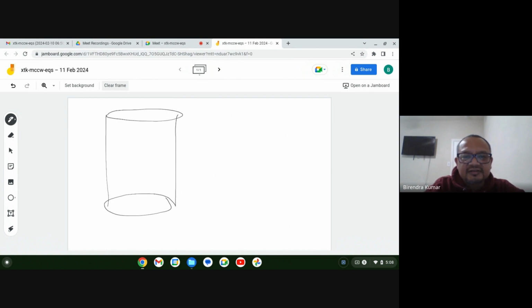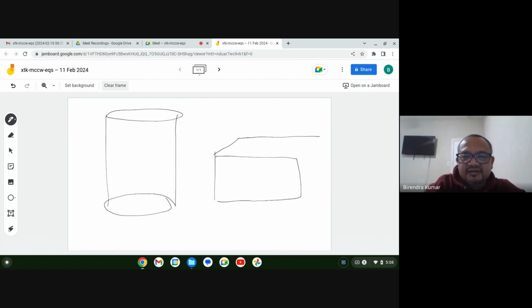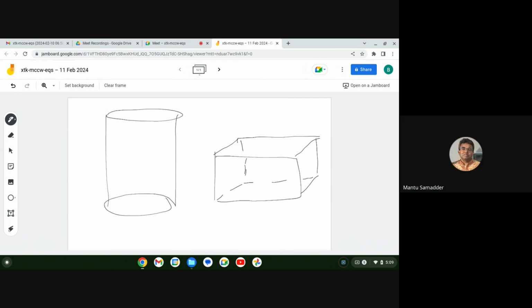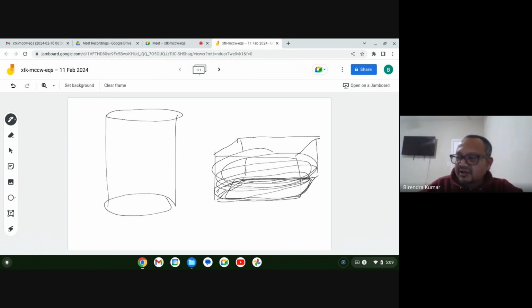That is where the objects that we start dealing with come in. This is called a cylinder, or a right cylinder. This is something like a matchbox. It is called a cuboid. A cuboid is nothing but a rectangle, and you are putting another rectangle, another rectangle, another rectangle. You keep on putting rectangle after rectangle.